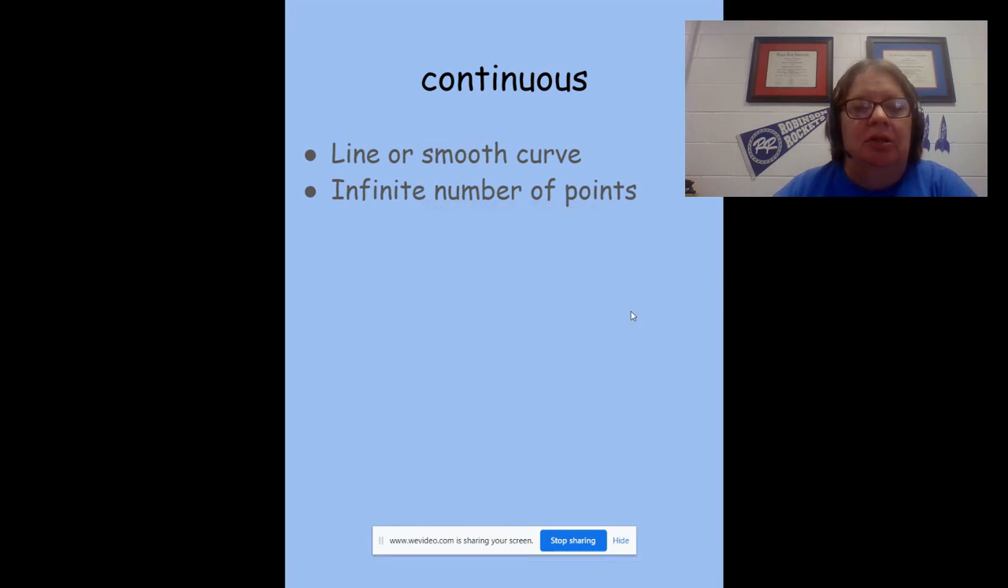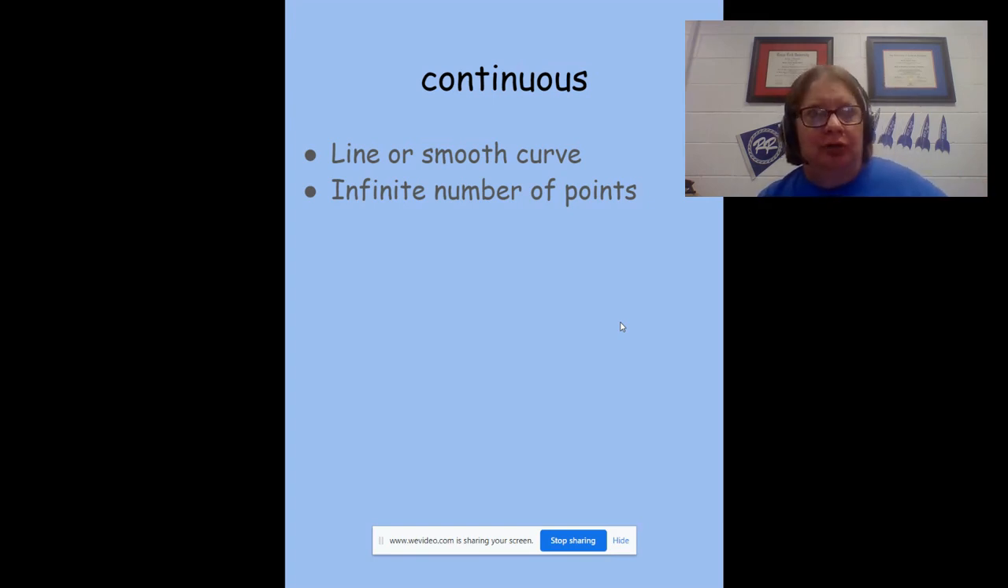Continuous, this graph is going to show a line or a smooth curve because your points can be connected. You cannot count the number of points because everything is connected. This would describe things like time, height, weight, speed, distance, temperature, anything that can be described with fractions or decimals. Perfectly reasonable to have 1.3 feet or 1.2 yards or 2.6 meters, right?